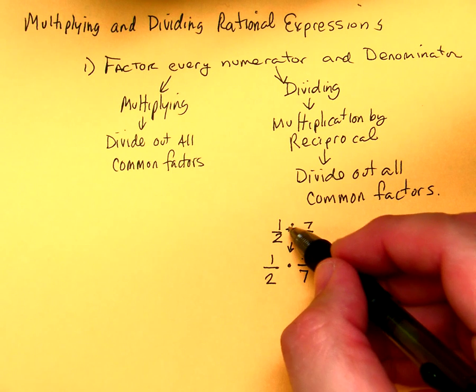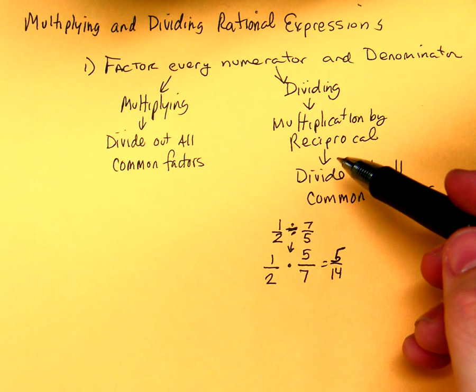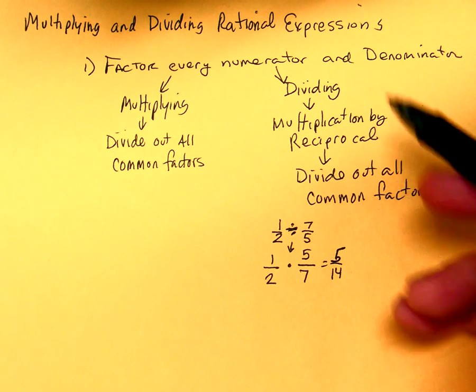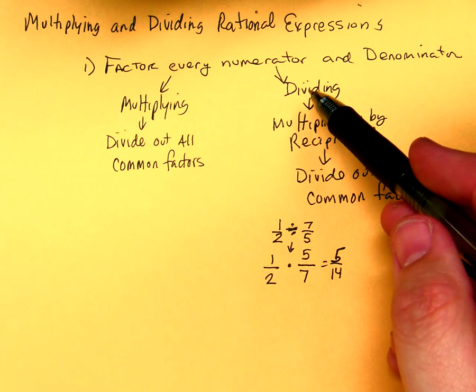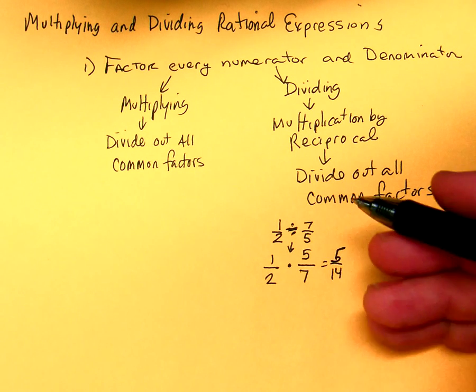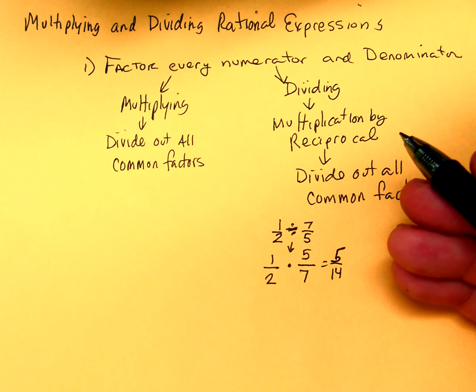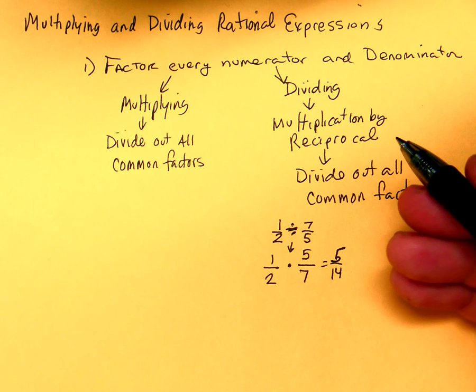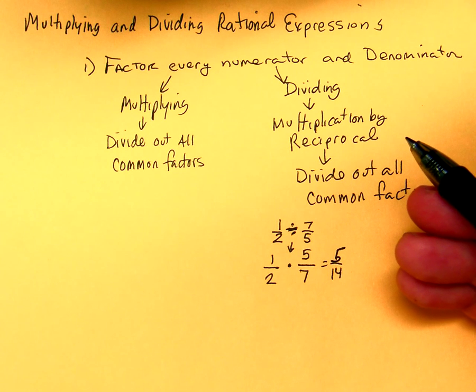Division is right after you factor everything, or even before, it's interchangeable. But as soon as there's dividing, you're going to change it to multiplication by the reciprocal of whatever the second rational expression is. And then it just becomes an exercise of factoring and dividing out common factors. Whatever's left is what's going to be left.